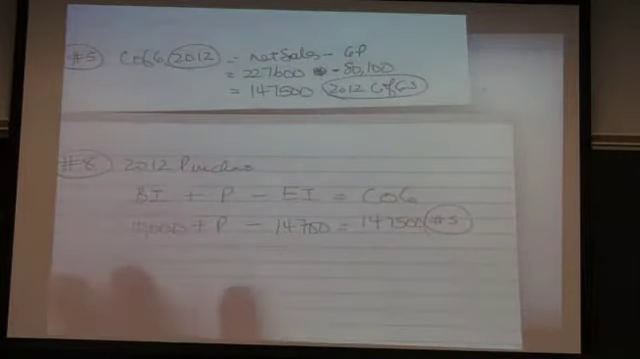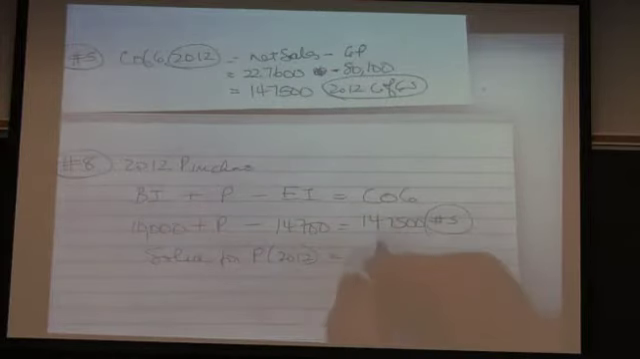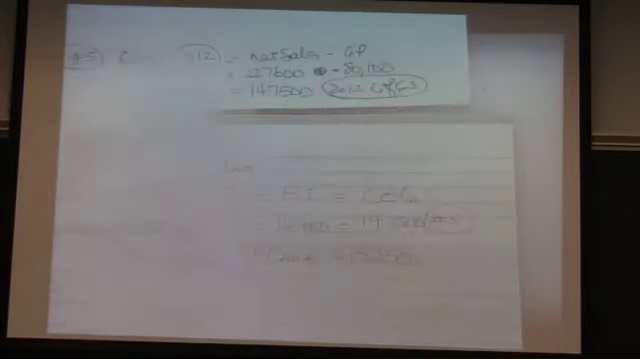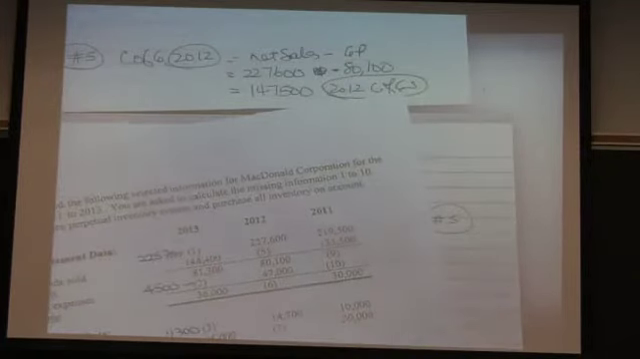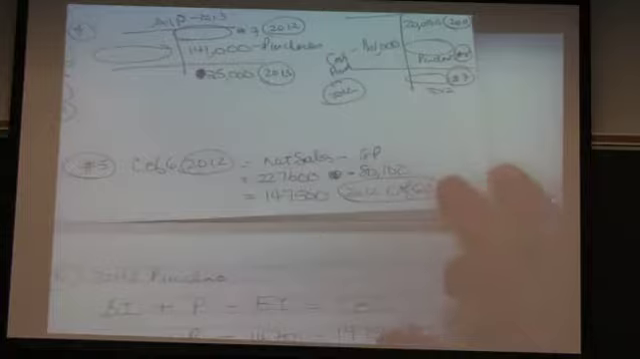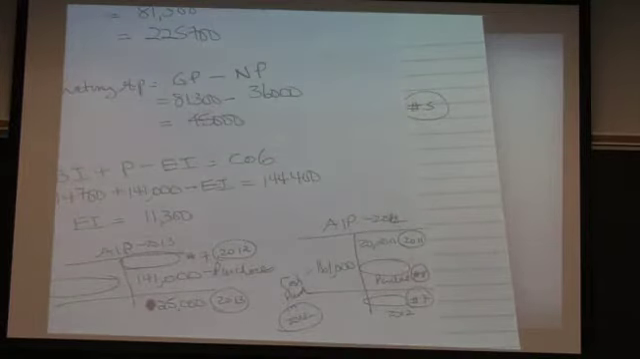So now we're going to take a look at and solve for P. That's 2012. That gives us 152,500. So this is actually number 8. So we got number 8. So now let me come back to this. So we know that the 2012 purchases is 152,500 here. So let me show you with a different ink here.